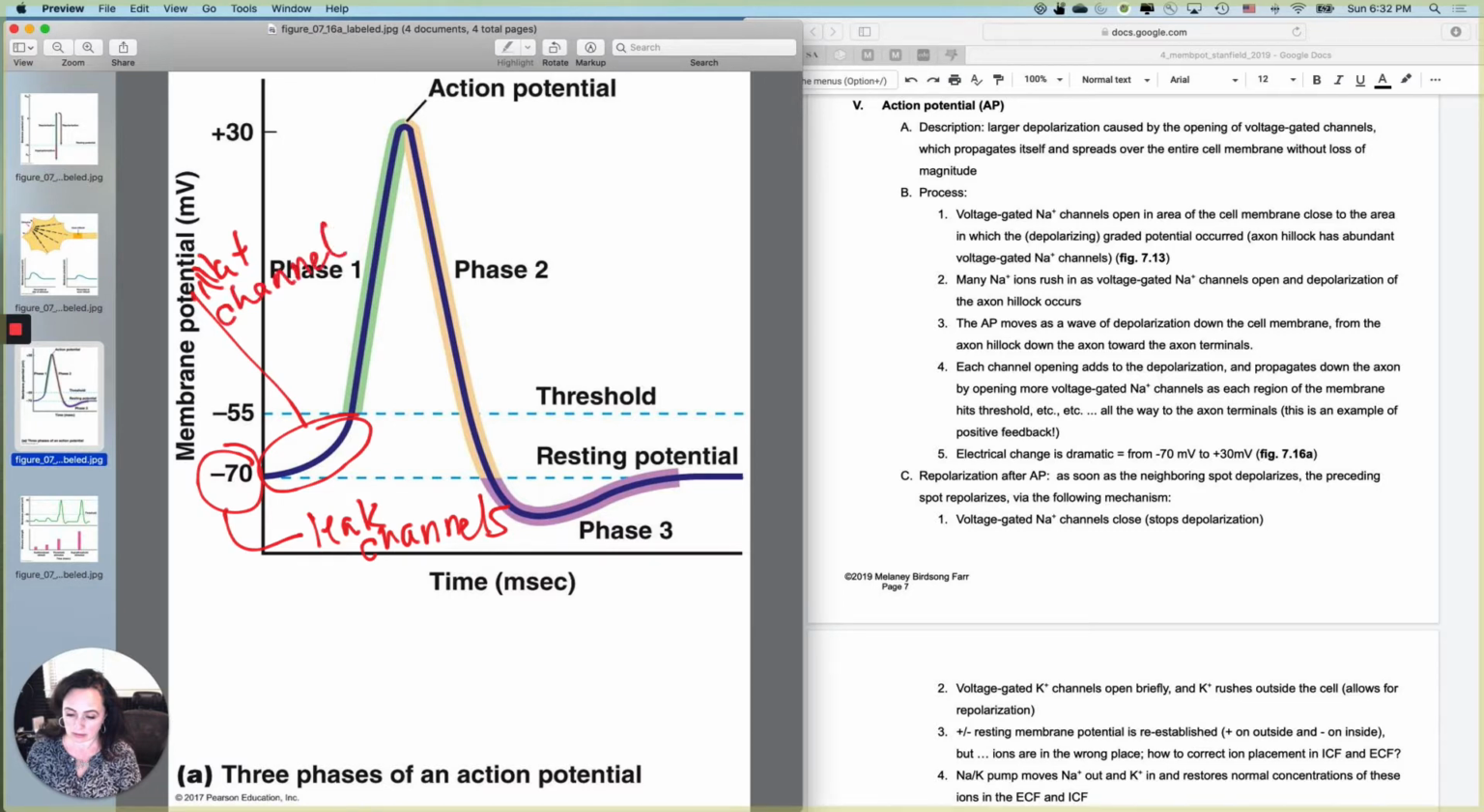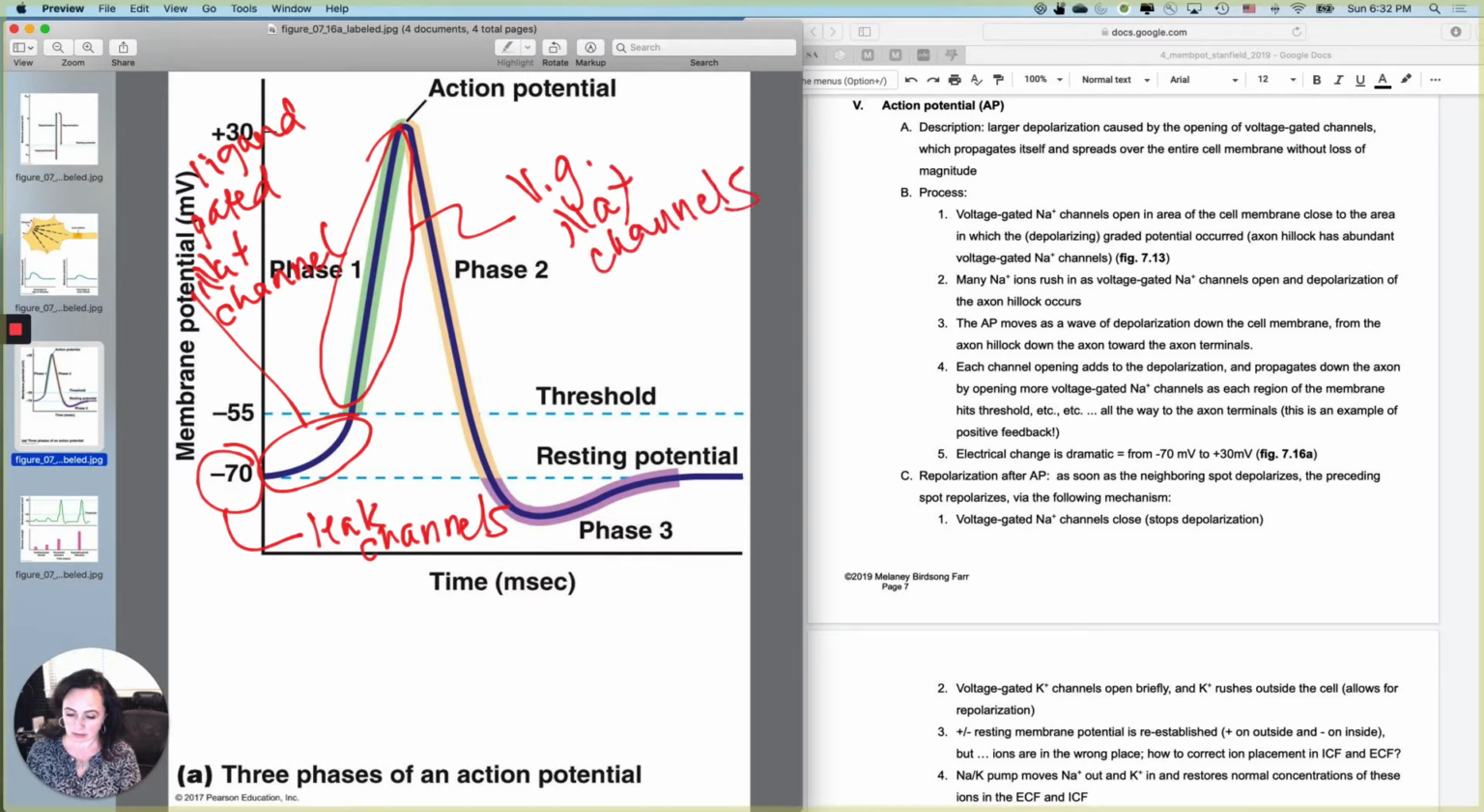And they have to be gated because it's not staying at resting membrane potential. And I want to call them ligand gated because I want you to imagine that it's like acetylcholine binding to and opening those. Okay, but now the question is, what kind of channels are involved in getting me from minus 55 all the way up to positive 30? Those are voltage gated sodium channels. Are they opening or closing during that? They are opening.